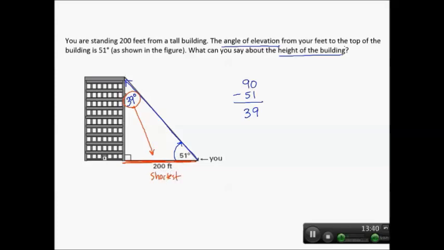So can the height of the building, this length that I'm looking for right here, can this length be 200 feet? No, because 51 is greater than 39, and this is across from the 51-degree angle. So I know that the height must be longer than 200 feet. So what can I say about the height of the building? The height must be longer than 200 feet.